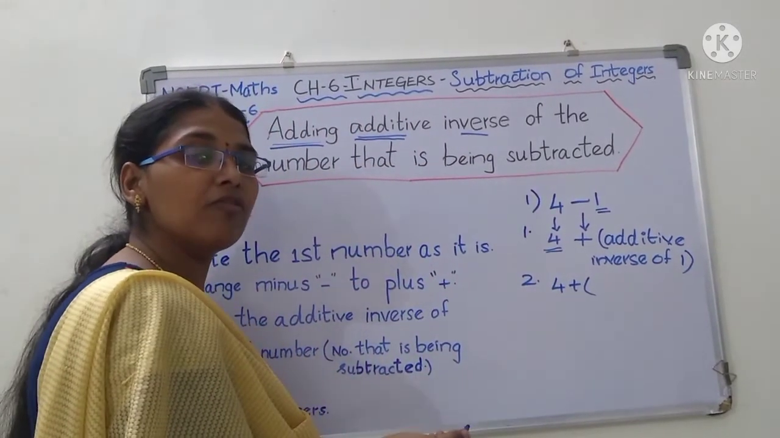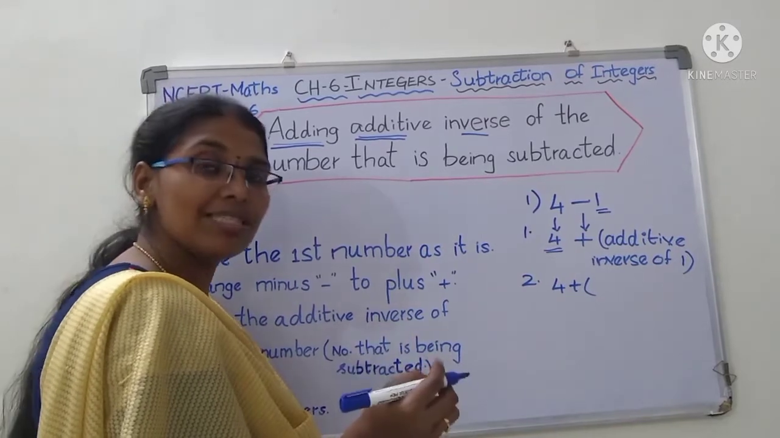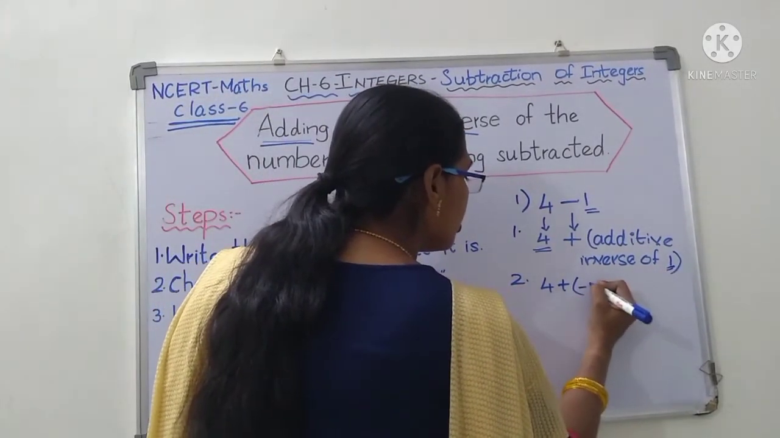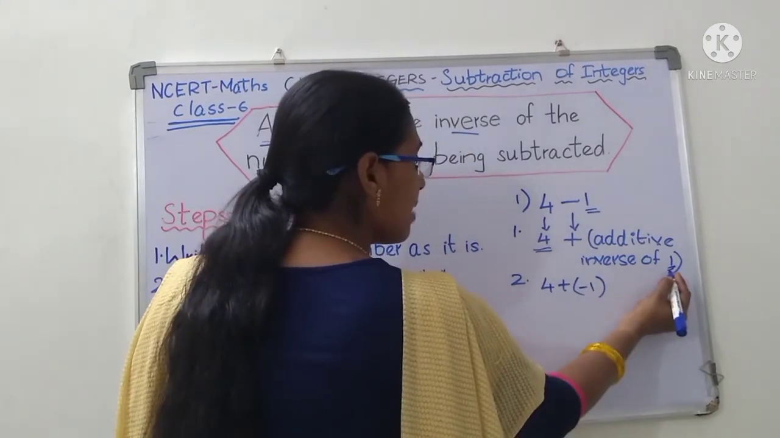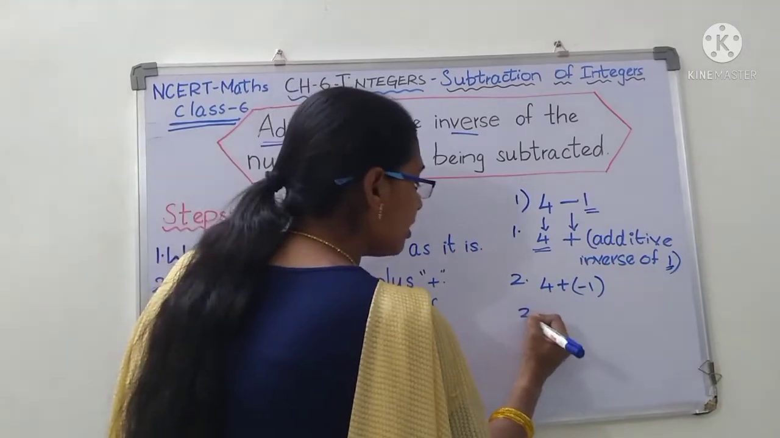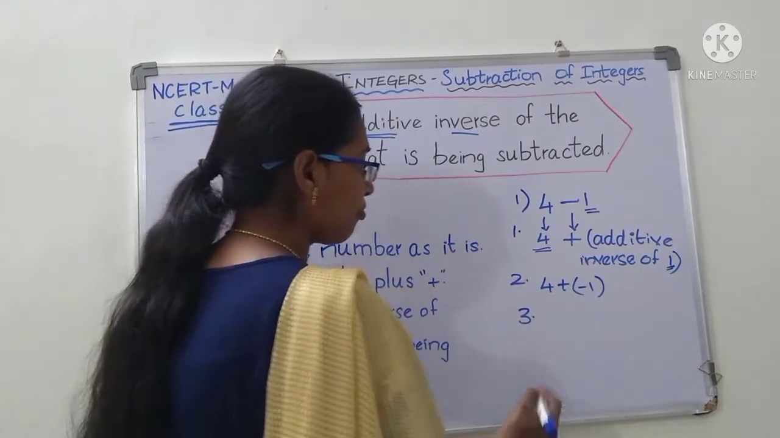How do you find the additive inverse of any number? Yes, we will just change the sign of the number. The additive inverse of 1, we will change it to minus 1. Here the number is a positive number, so it will get changed to a negative number. Third step is just solve.